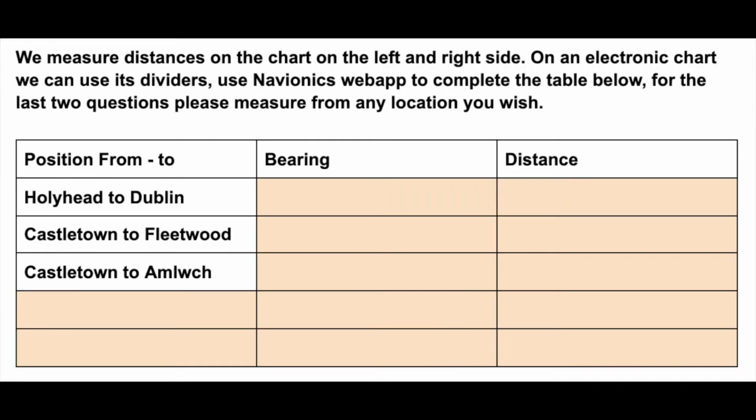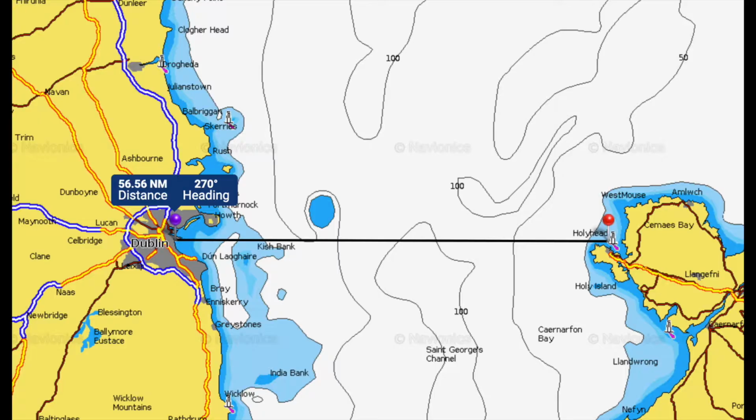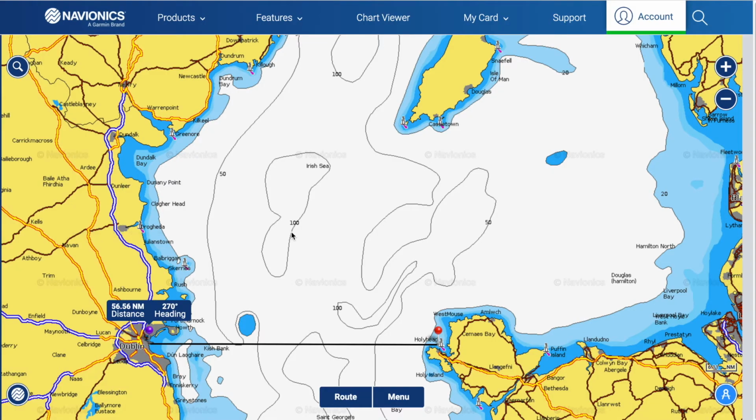On this next one, we're going to use the Navionics web app, and we're going to find the distance from Holyhead to Dublin, Castletown to Fleetwood, Castletown to Amlot, and you can make your own 2 up. So on here, we're going from Holyhead to Dublin, and the distance is shown just above Dublin. And I'm going to just show you how to use this on Navionics. This is Navionics, which is an electronic chart version. We've looked at this in the past.